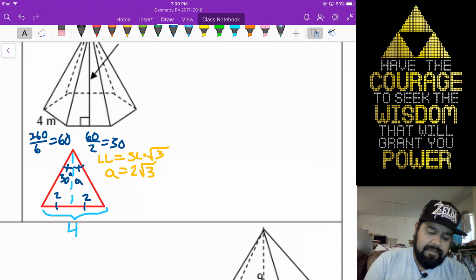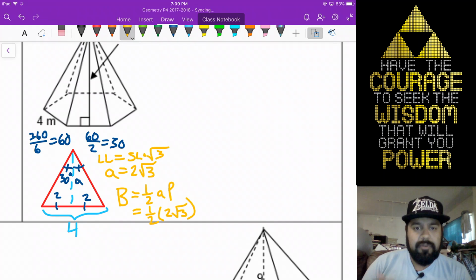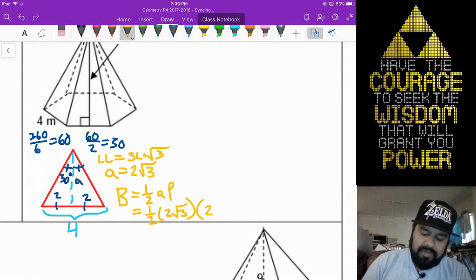We can find the area of our base, because we know that this is 1/2 AP. So that's going to be 1/2 of 2 rad 3 times our perimeter, since there are 6 sides. Each side length is 4. 6 times 4, 24. So that is going to be 24 rad 3.